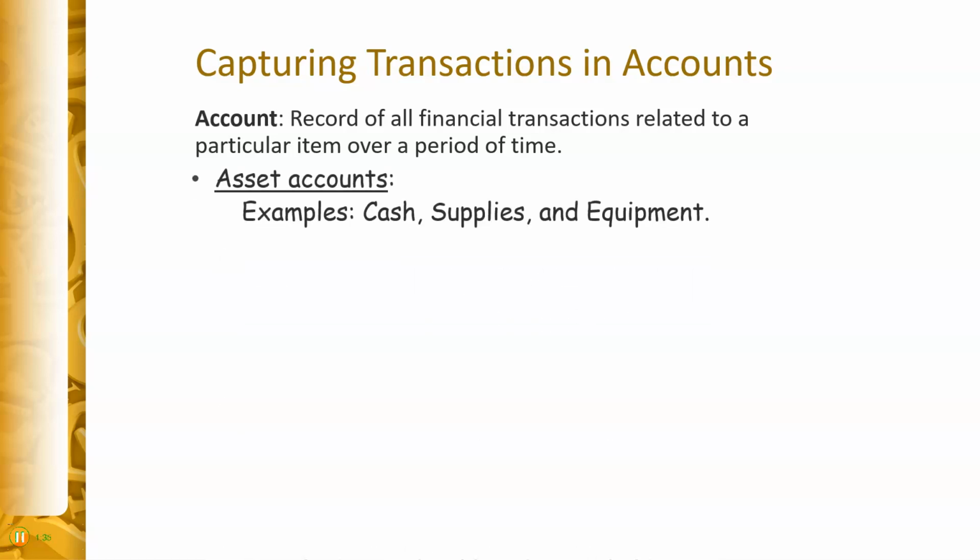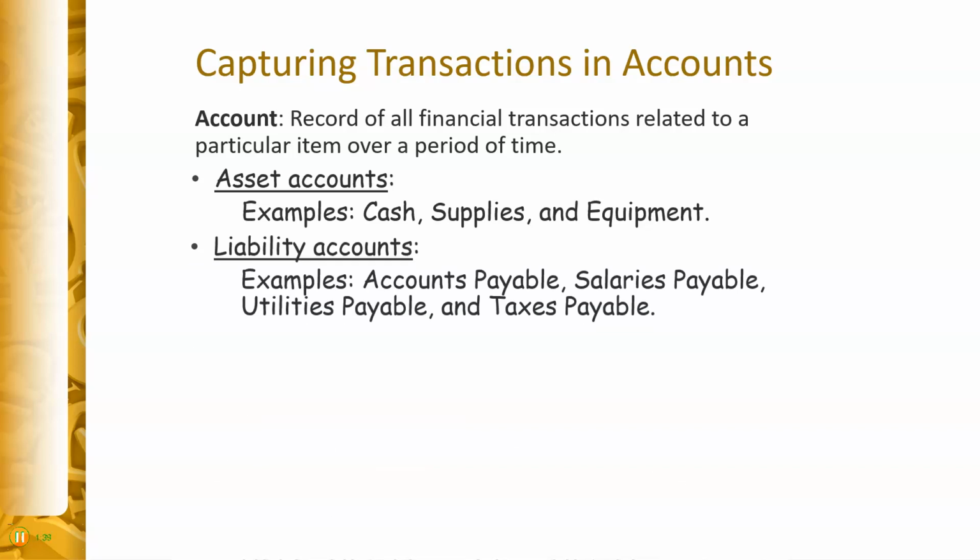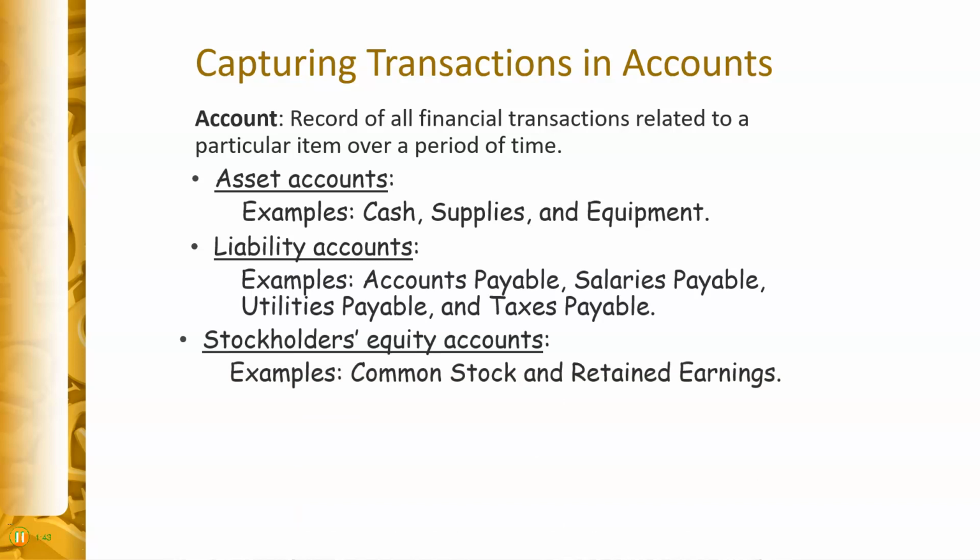So, asset accounts would be cash, supplies, and equipment. Liabilities would be accounts payable, anything with payable at the end of it. Stockholders' equity would be common stock and retained earnings.